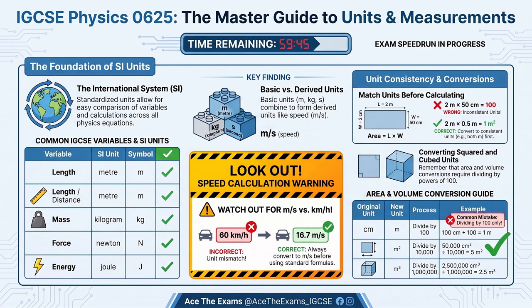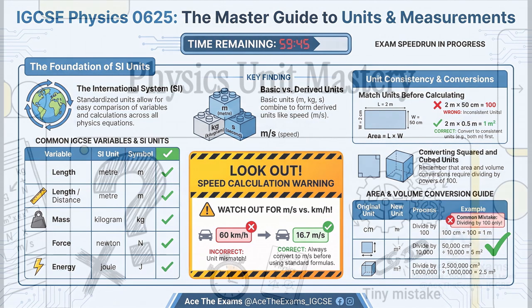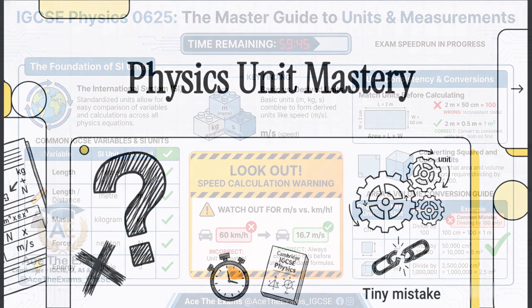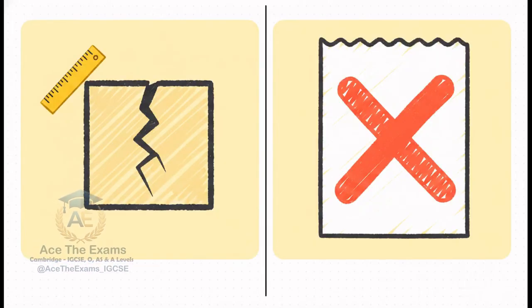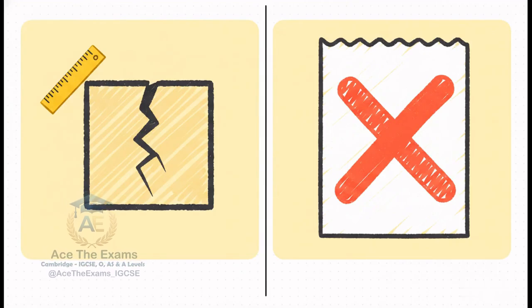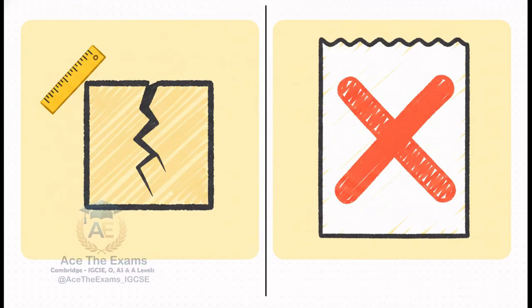Imagine sitting in your Cambridge IGCSE Physics exam. The clock is ticking, the pressure is on, and you write down what you think is a perfect answer. Let's stress test it and see if it holds up. You write down area equals 20 centimeters times 10 millimeters, giving you 200. It looks so simple, right?